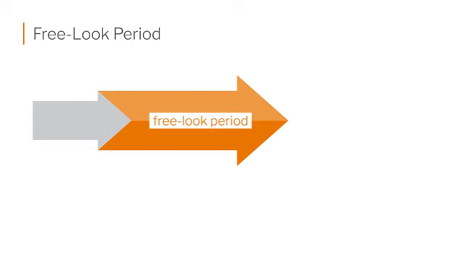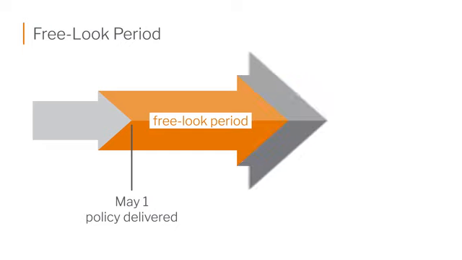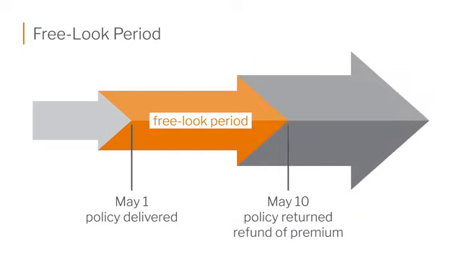The free look period. The free look period protects the insureds. Some of these provisions that we're talking about today protect the insurance company, some protect the insured. The free look period definitely is there for the benefit of the insured. When you as an agent deliver a policy face-to-face to a client, the free look period starts the day you deliver that policy face-to-face. And generally speaking, on life insurance, the free look period is 10 days.